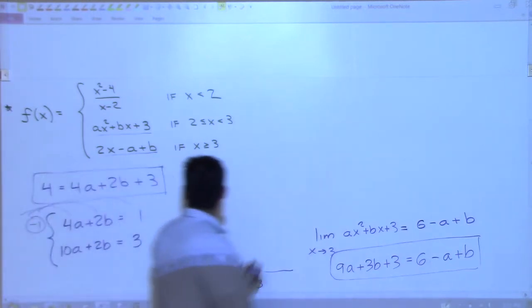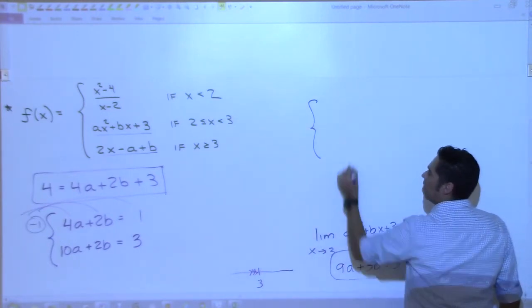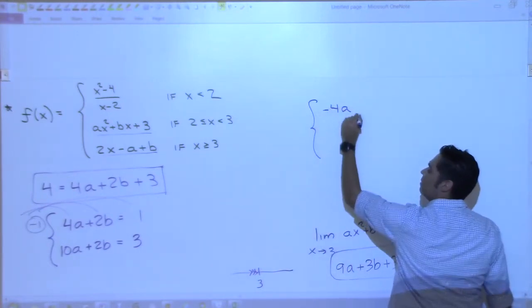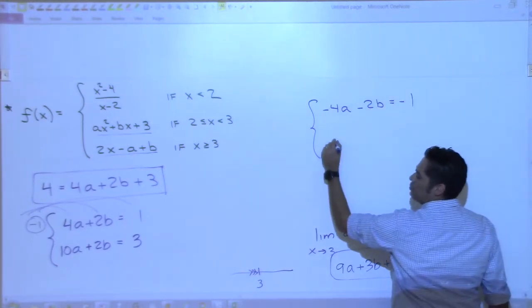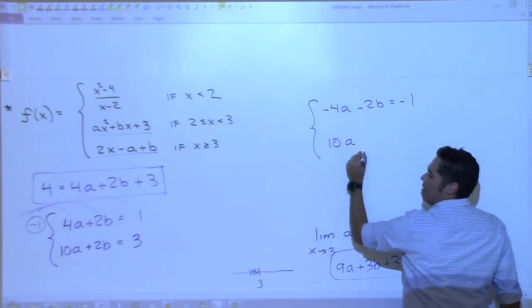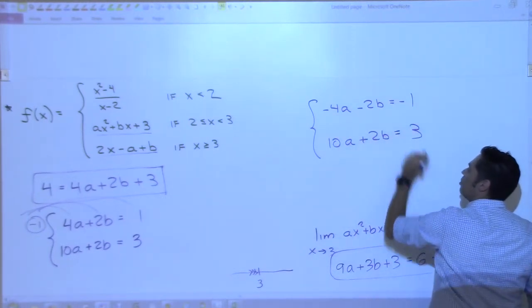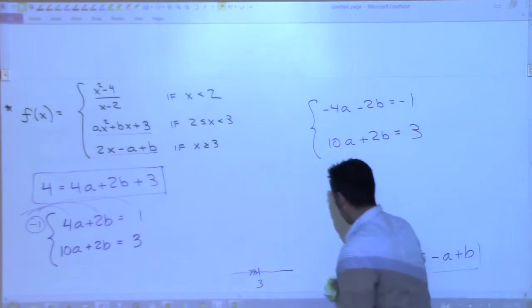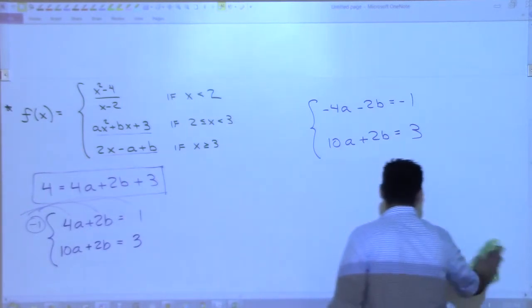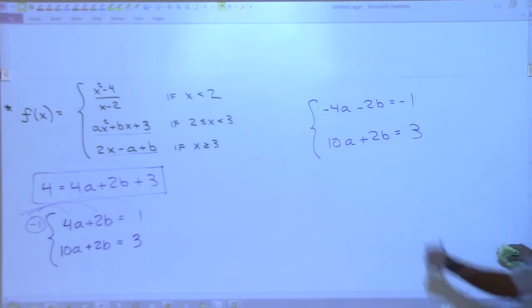So this becomes, what's my top equation now? Negative 4a minus 2b equals negative 1. And then I just rewrite the second equation. And this method I'm using, I said you could use 2 methods, elimination or substitution. The method I'm using right now is the elimination, because it's easier, I think, on this problem to do it. And now once you're there, what do you do? Just add straight down. Okay, so just add straight down.